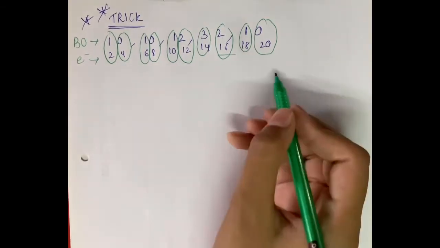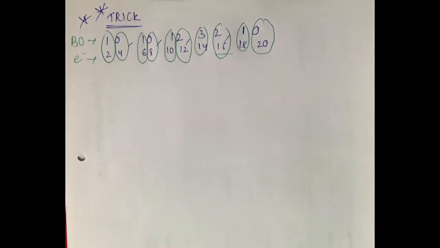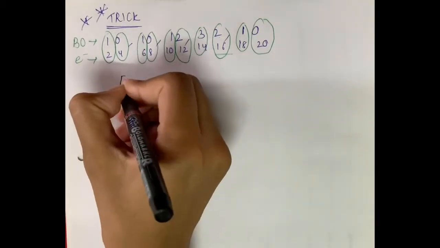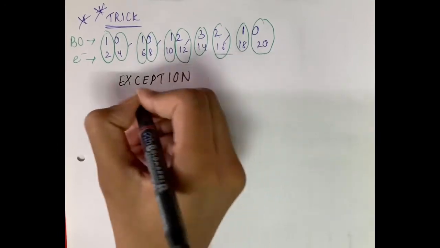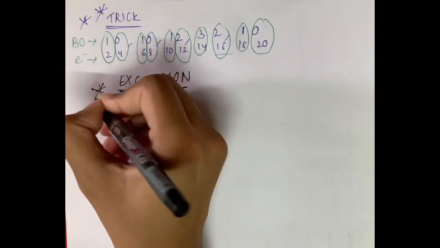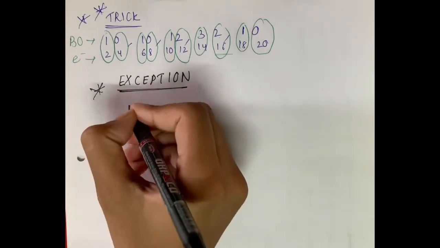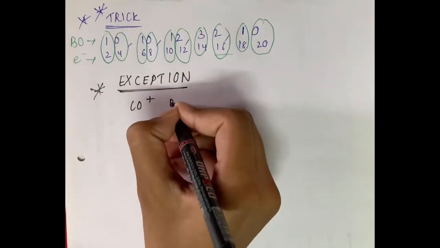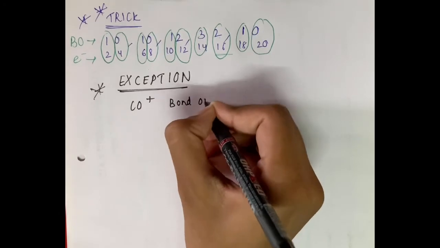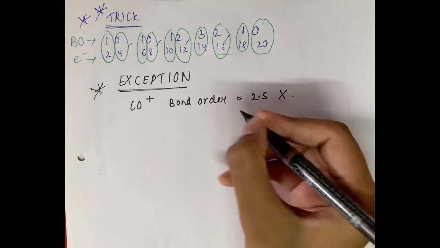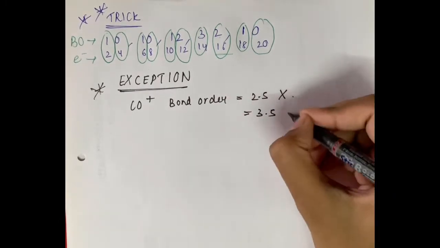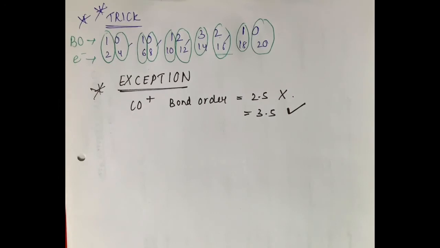Though this trick would be helpful and reduce your time for calculating the bond order, there is still an exception that you have to keep in mind, which is the bond order of CO+. If you calculate the bond order of CO, it comes out to be 3, and the bond order of CO+ comes out to be 2.5. But 2.5 is not the correct answer. The correct bond order of CO+ is 3.5. This is an important exception that you have to remember.